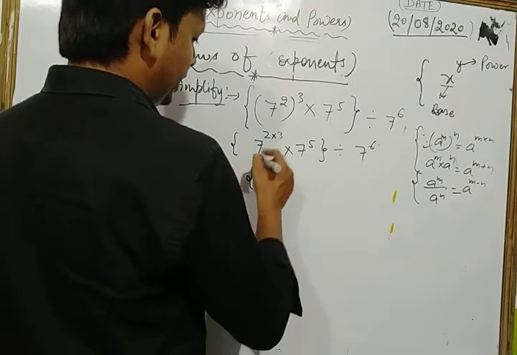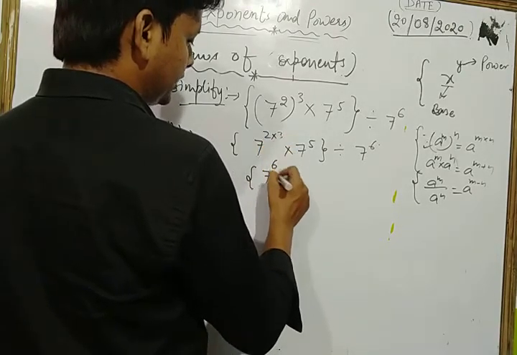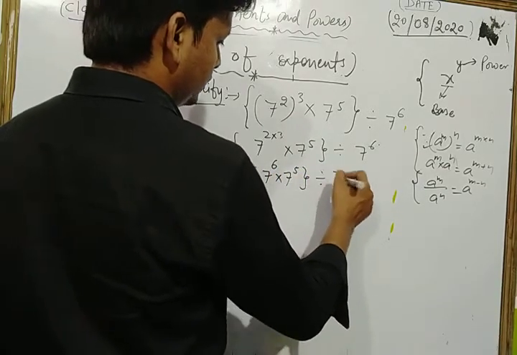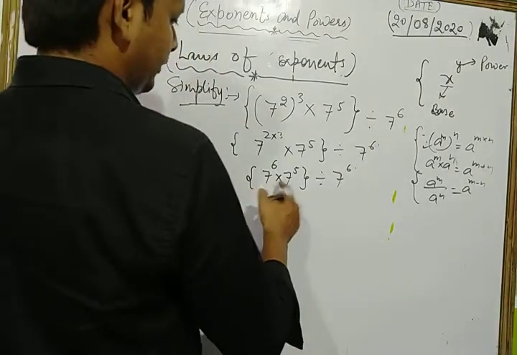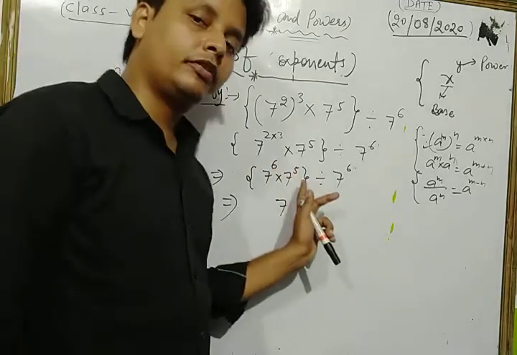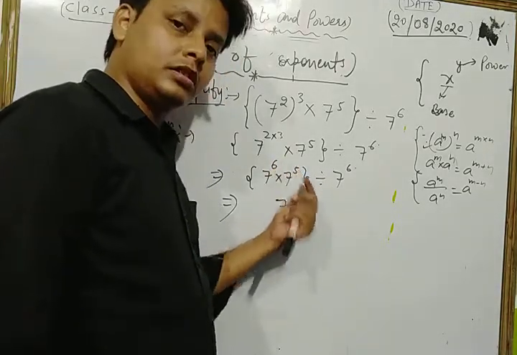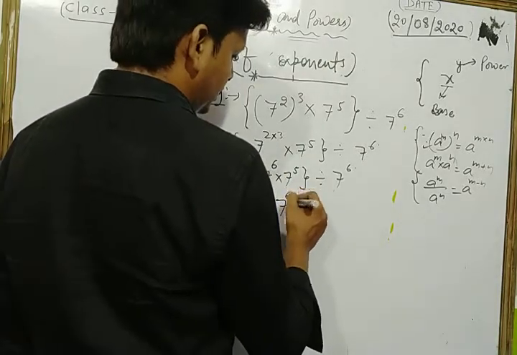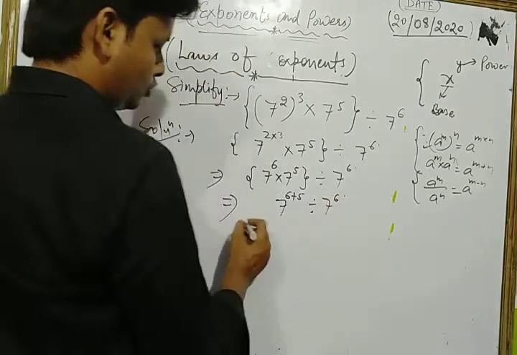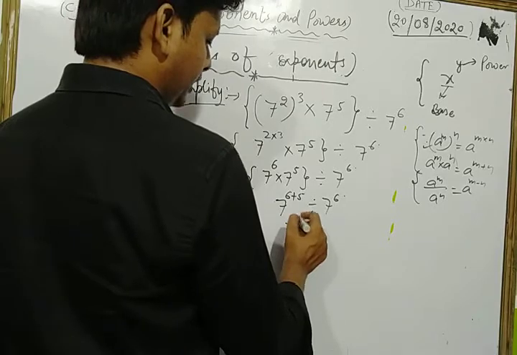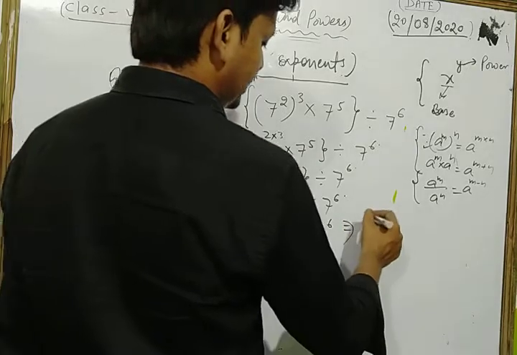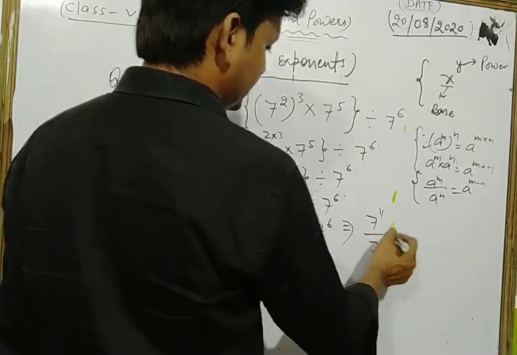Now let's see what we do here. We write 7 to the power 6 into 7 to the power 5 divided by 7 to the power 6. Now we have 7 to the power 6 plus 5, because if the bases are the same but the powers are different, then we add the powers. So we write 7 to the power 6 plus 5, which is 11, divided by 7 to the power 6. So we write 7 to the power 11 upon 7 to the power 6.